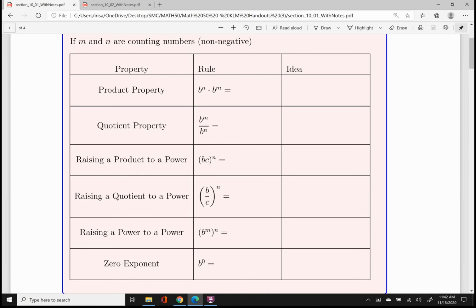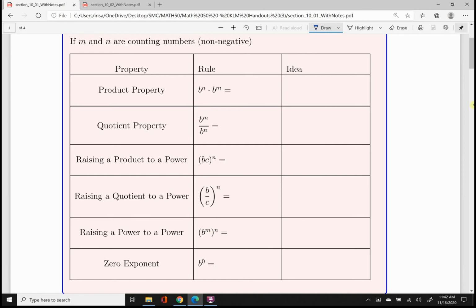So recognize that we are letting m and n be just any counting numbers that are at the moment non-negative. We'll talk about negative exponents in 10.2. That's when that rule is going to come about. Okay, and they're just any numbers that you can think of, no fractions though, just yet, and no decimals. So think of the numbers like 1, 2, 3, 4, 5, those kinds of numbers.